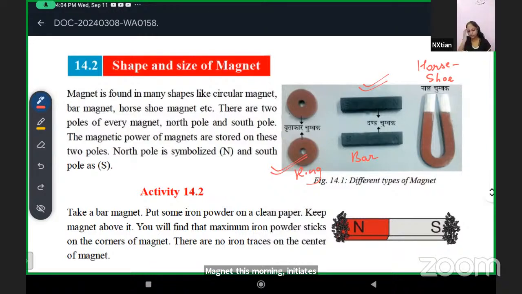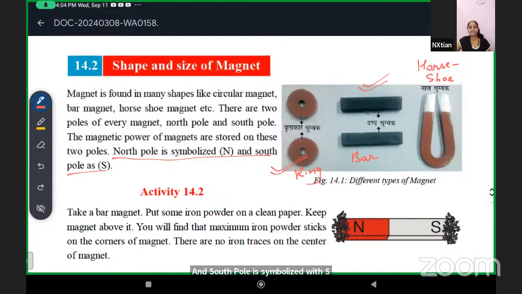There are two poles of every magnet, North Pole and South Pole. The magnetic power of magnets is stored on these two poles. North Pole is symbolized with N and South Pole is symbolized with S.